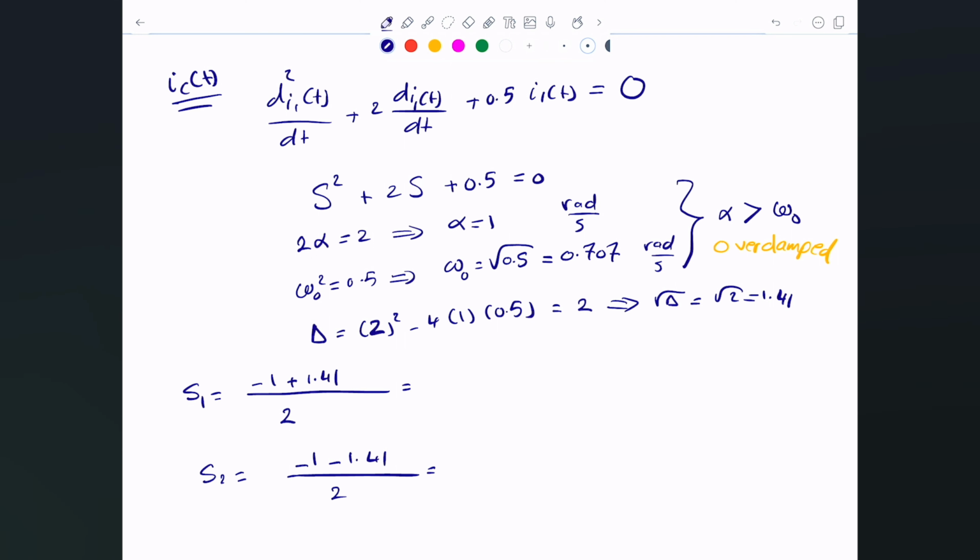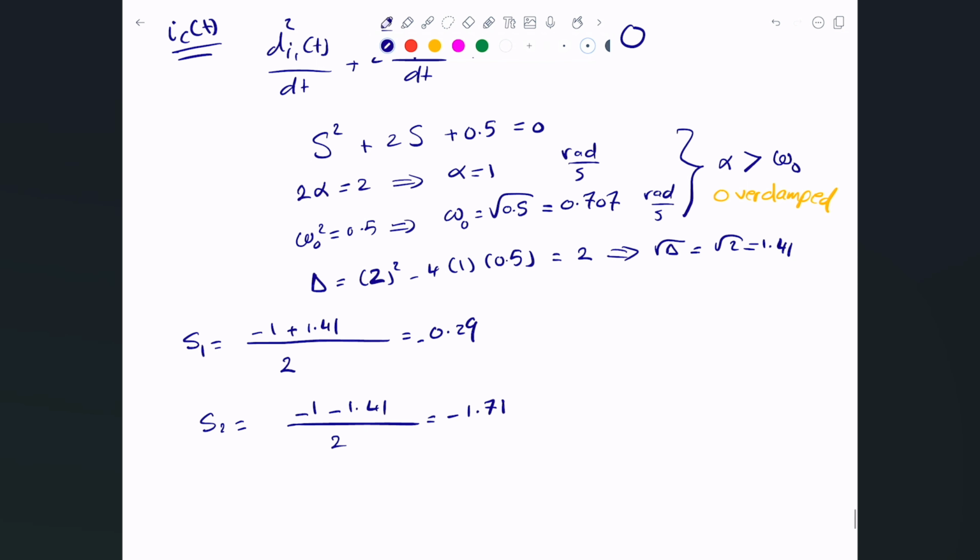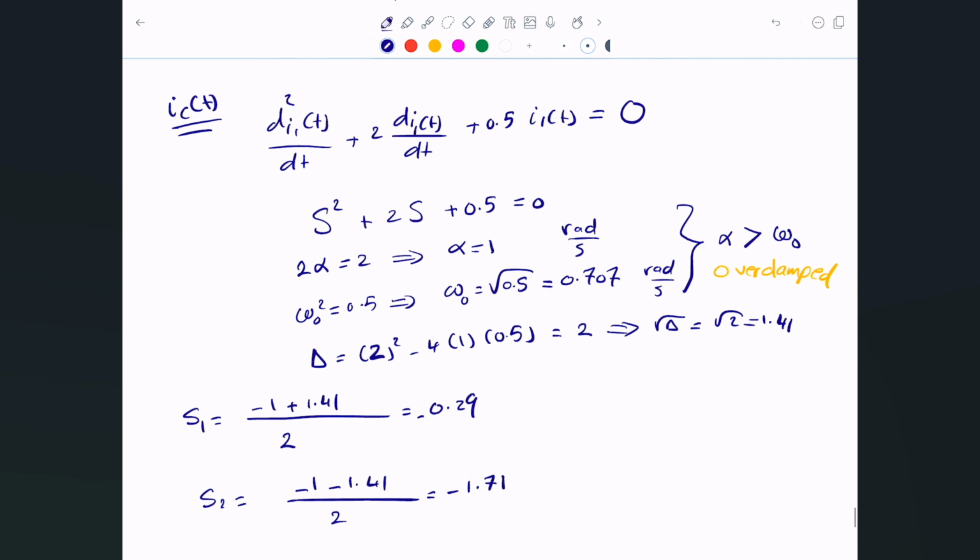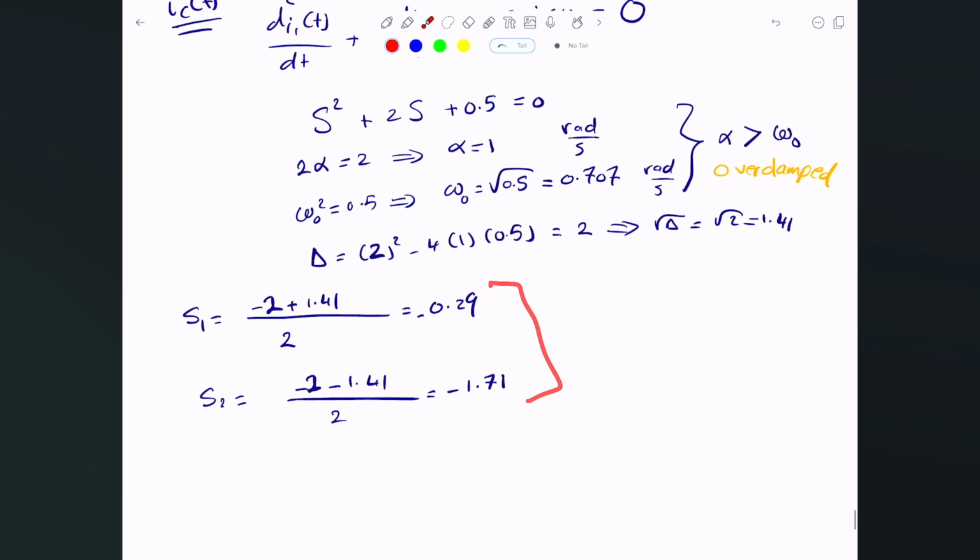I believe this will be negative 0.29, and this will be negative 1.71. And frankly speaking, this one here is 2, not alpha. It's negative 2 because I'm basically saying negative b plus the square root of delta divided by 2a, and negative b minus the square root of delta divided by 2a, and those are the solutions. The final answers for the roots are correct.